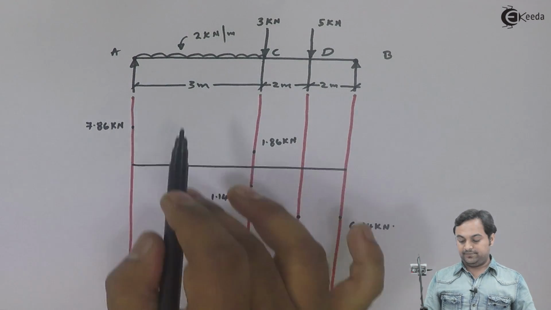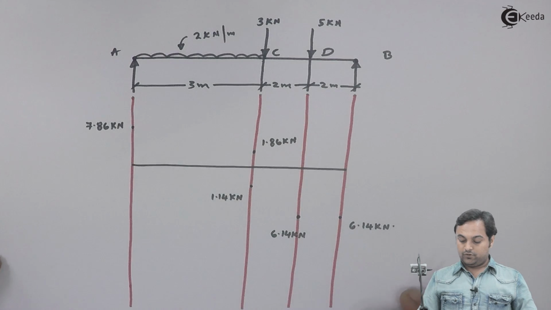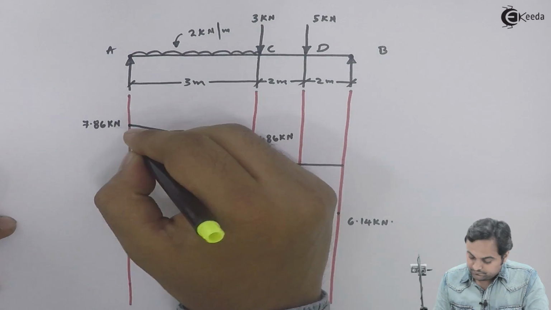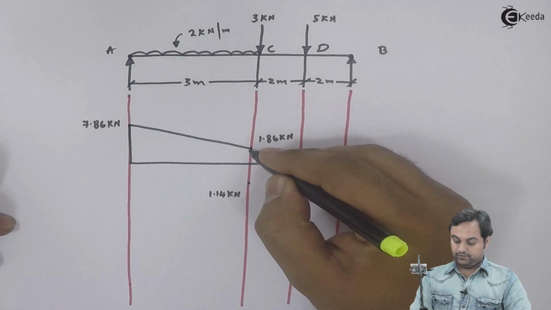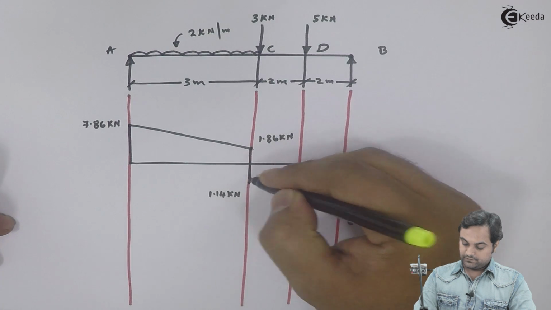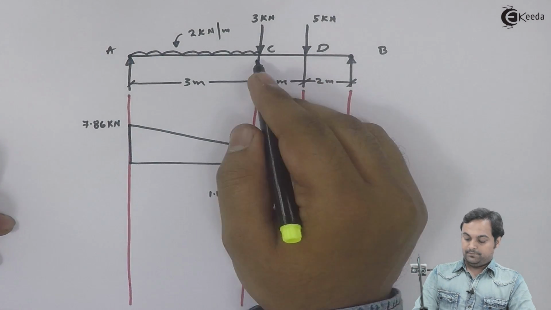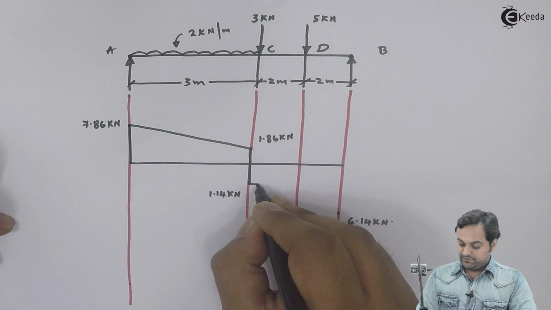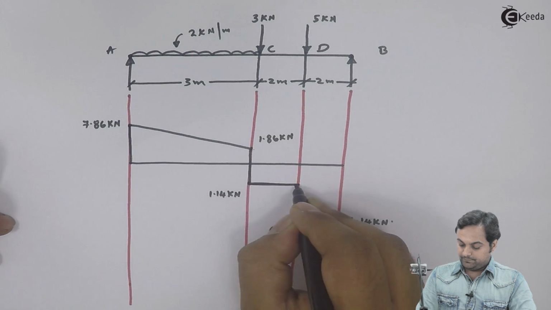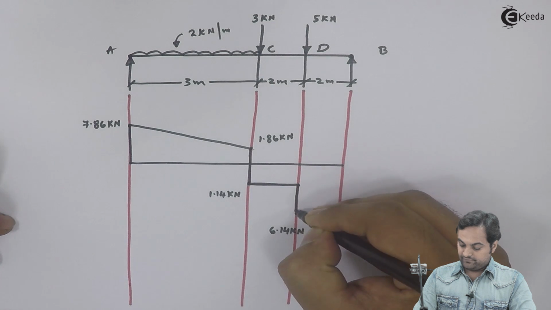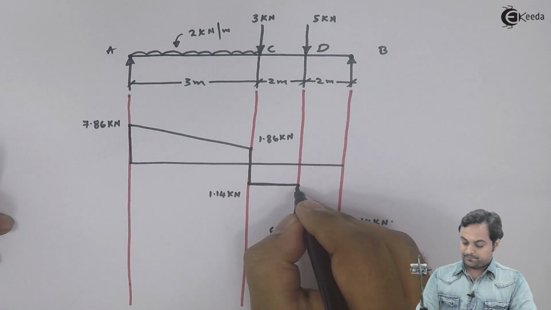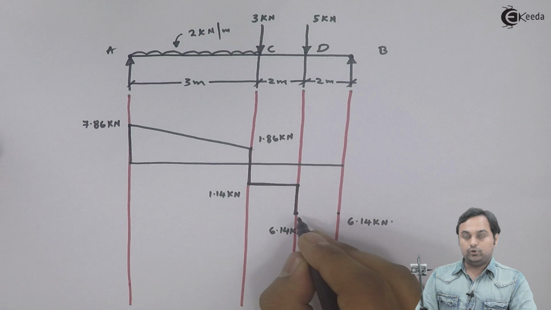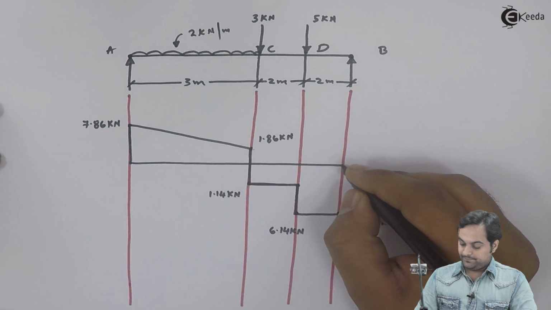Now for drawing shear force diagram, since there is UDL between A to C, so shear force diagram would be an inclined line. Then the load decreases from 1.86 to minus 1.14. Between C to D, here we don't have any load, so SF would be straight line, and then at point D the value is 6.14 kilonewton. Next, between D to B there is again no load present, so SF should be a straight line.